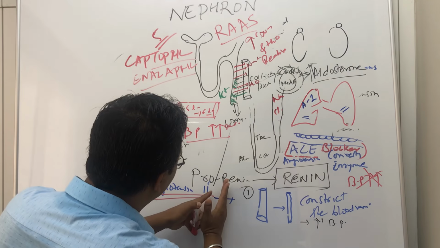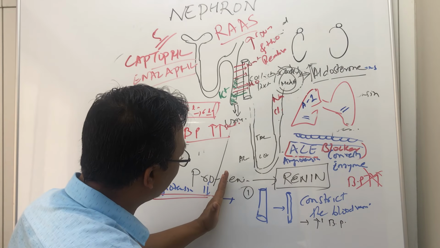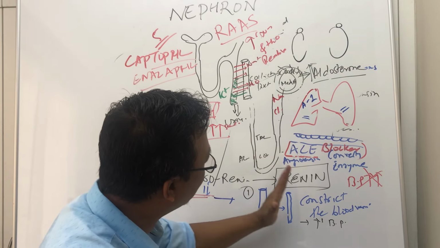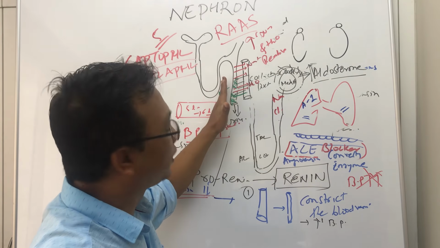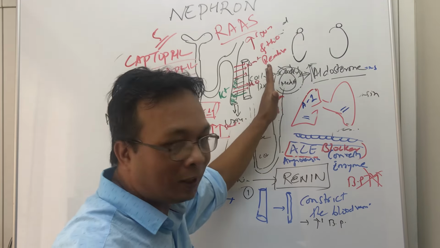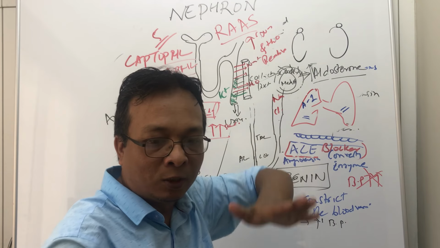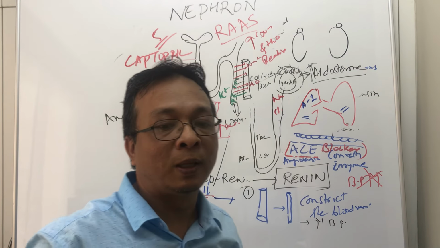Means you are blocking this reaction, so angiotensin will not be converted to aldosterone. So no aldosterone means no potassium secretion. So potassium will remain in the blood and it will increase, it will pile up, right? So there will be cases of hyperkalemia.